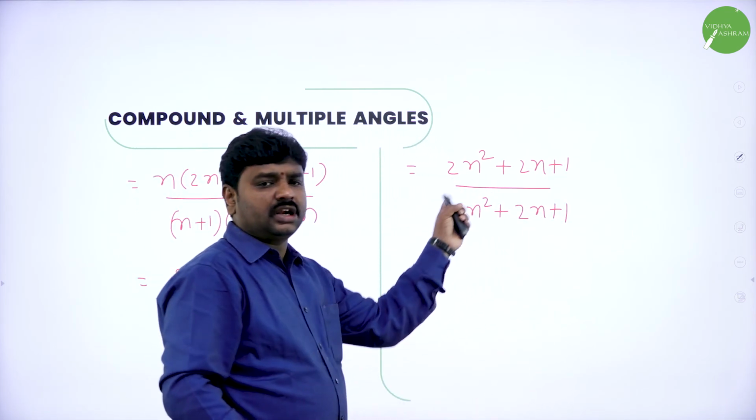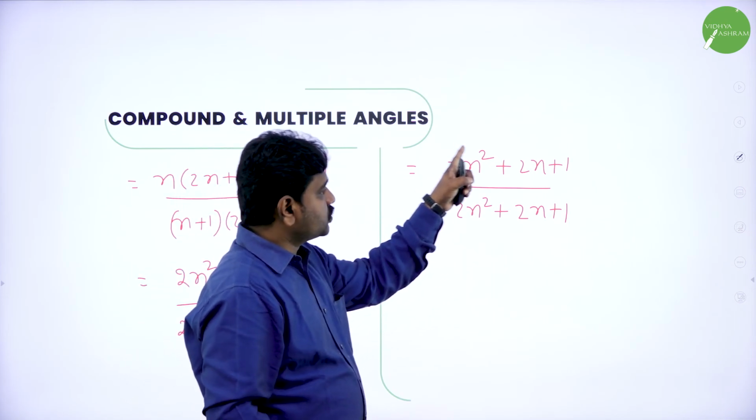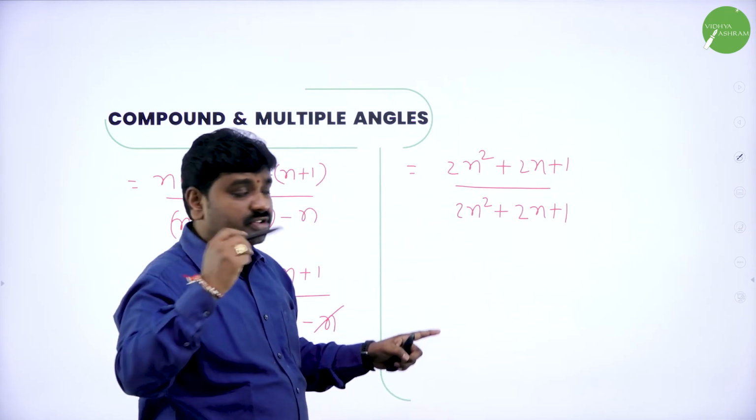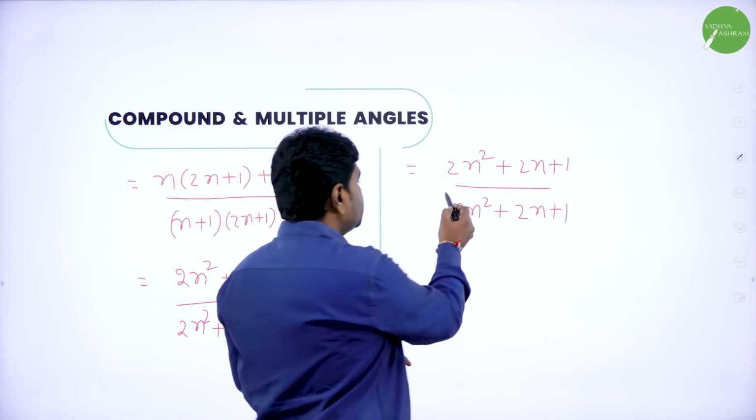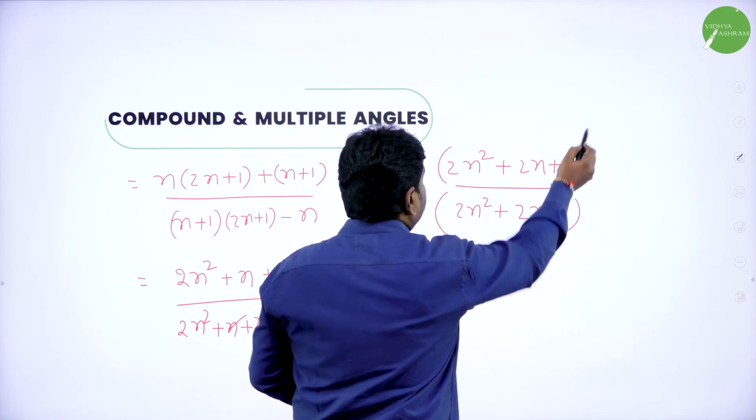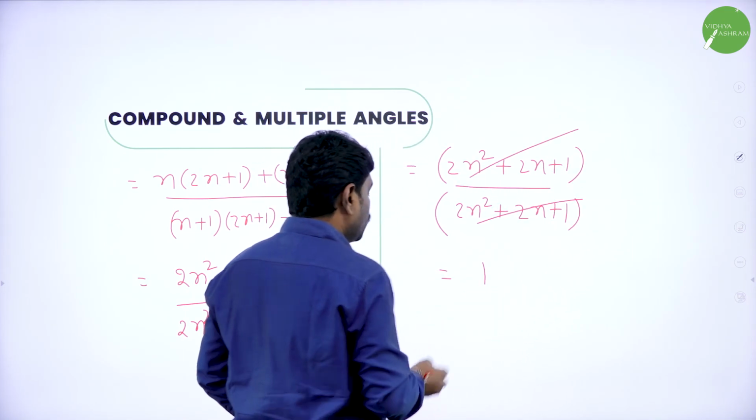Observe, numerator and denominator are the same. Numerator is 2n square plus 2n plus 1. Denominator is also 2n square plus 2n plus 1. So they are same, so I can cancel them. If I cancel them, I'll get 1. What is equal to 1?